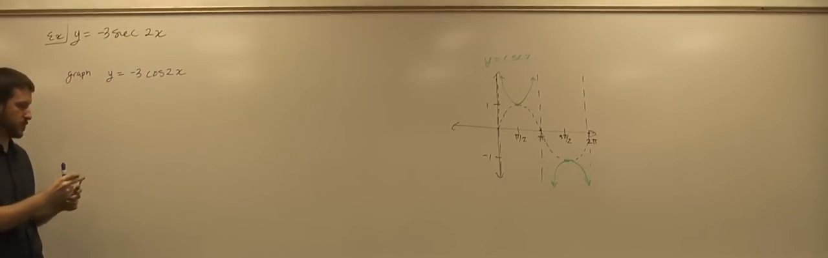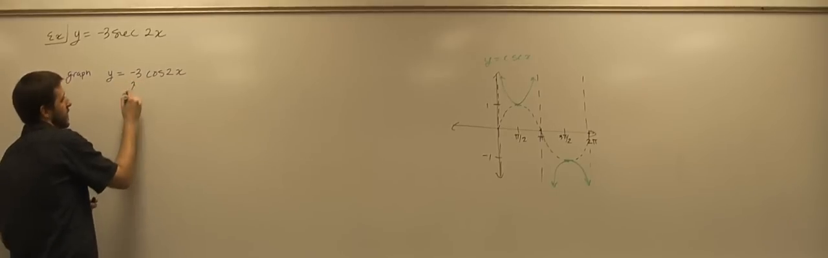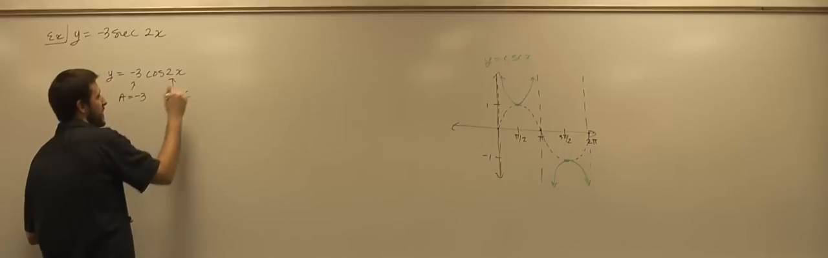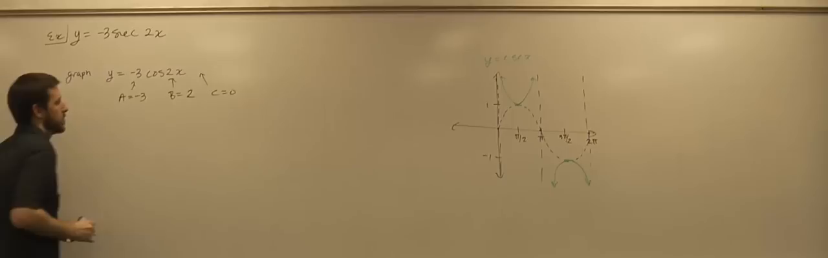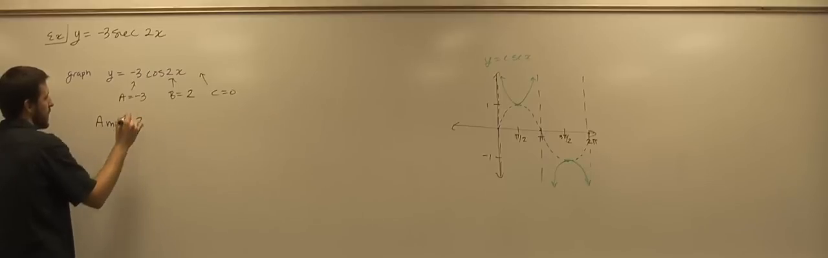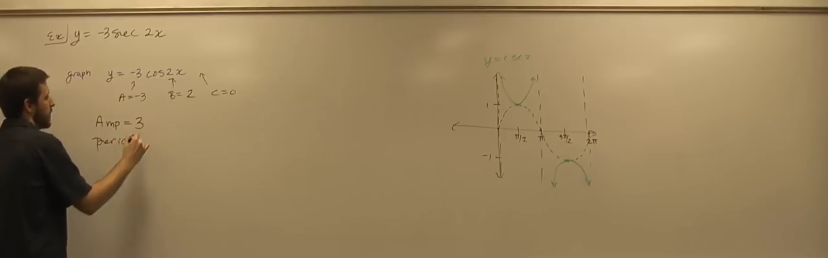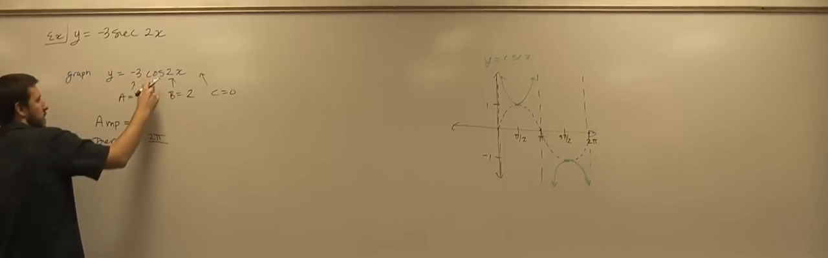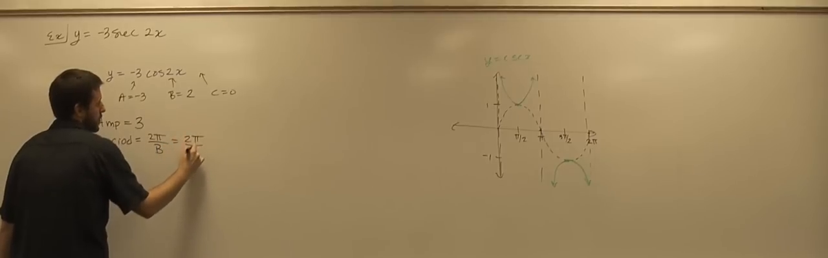What do I need to graph this though? A, B, C. It's as easy as ABC. So A is -3, B is 2. What's C in this case? 0, because there's nothing being added. That's nice. So then my amplitude is 3, technically. What's my period in this case? Pi. You do the same calculation as we were doing last section. You take 2 pi and divide it by B, or 2 pi over 2.